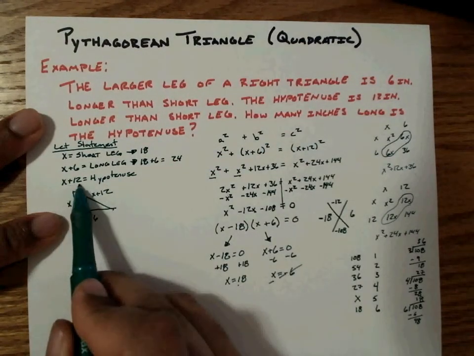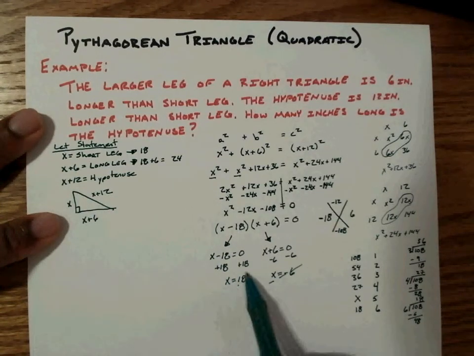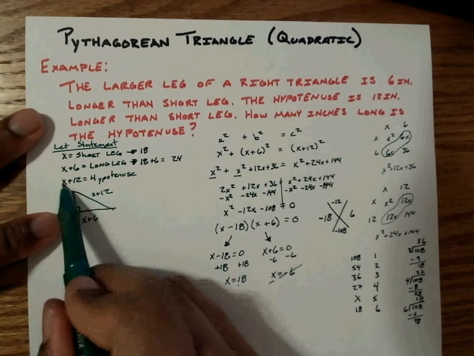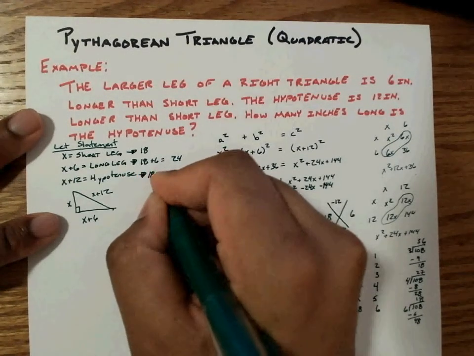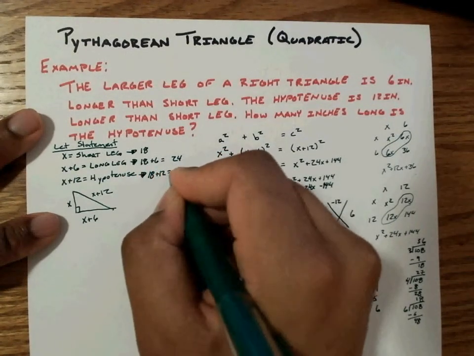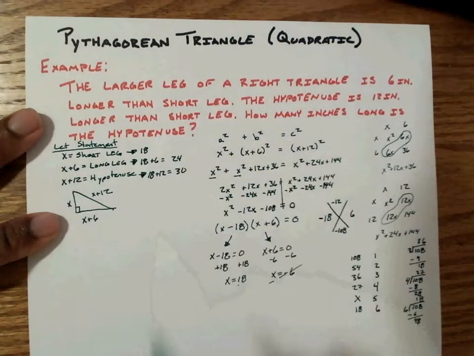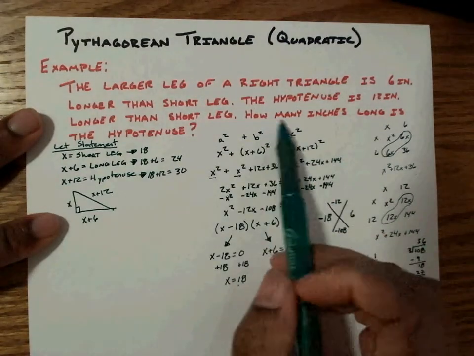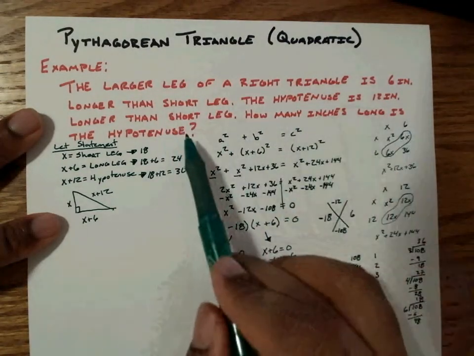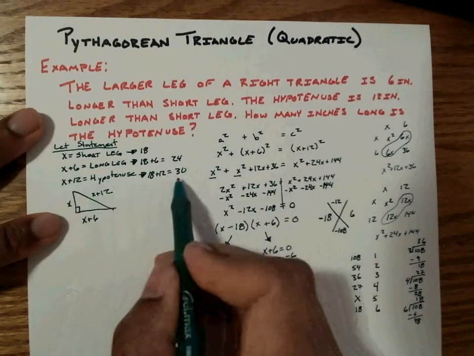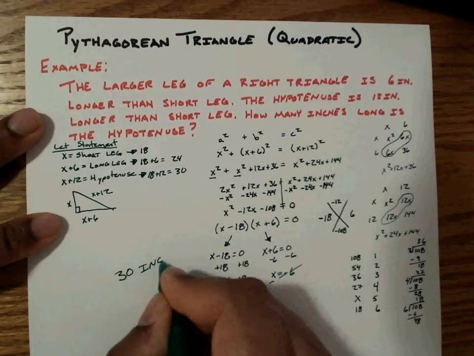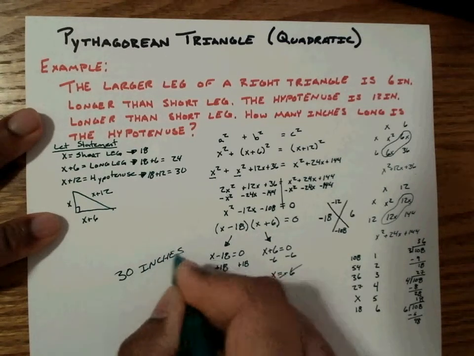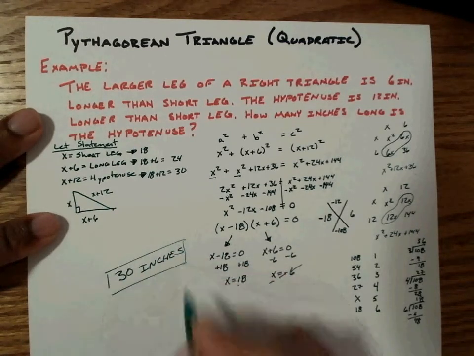And then our hypotenuse is x plus 12. Well, x is 18, right? So we need to do 18 plus 12, which is 30. And so the question says, how many inches long is the hypotenuse? Well, the hypotenuse is 30 inches. And that would be our answer, 30 inches.